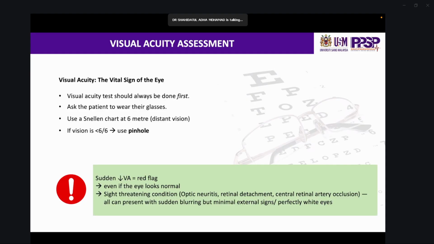Patients presenting with sudden reduced visual acuity, you need to treat it as a red flag, even if the eye looks normal, even if the eye is perfectly white. Okay, because it may be sight-threatening conditions involving the optic nerve, such as optic neuritis, or perhaps the patient has retinal detachment or central retinal artery occlusion.